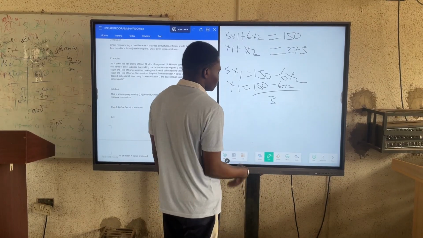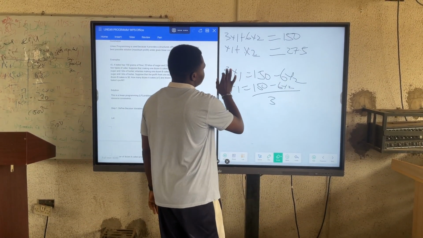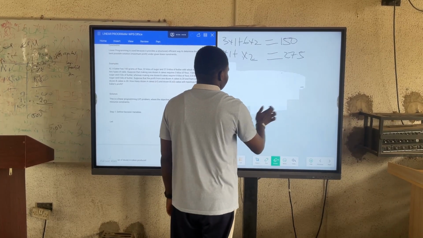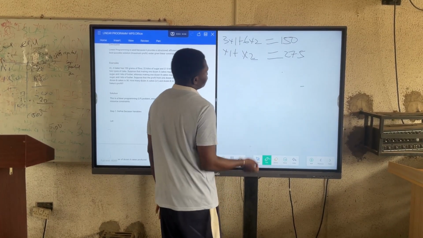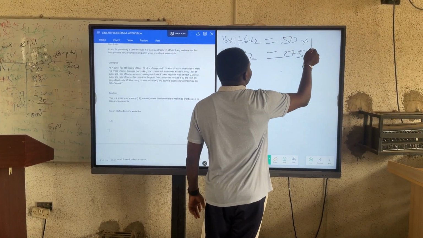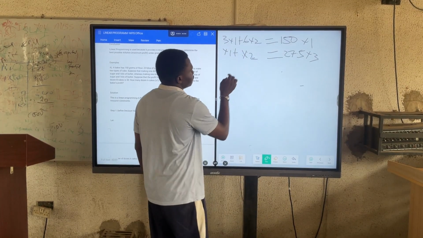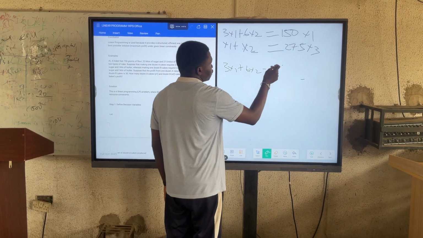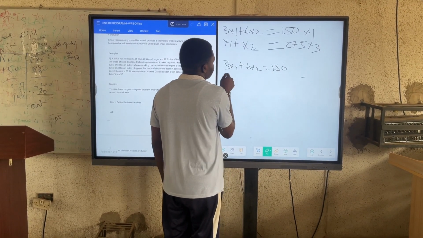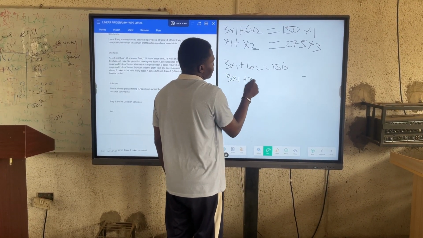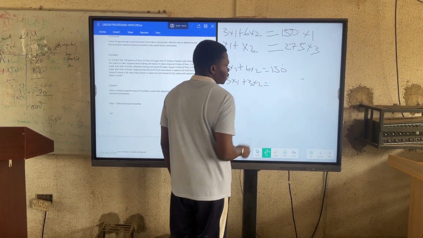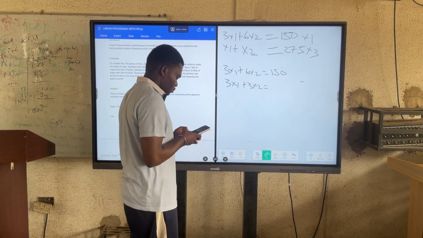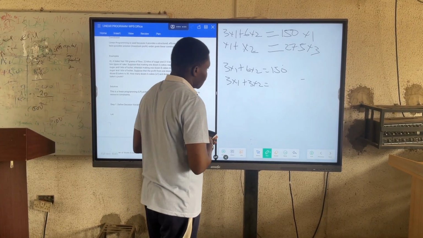Or I can simply just use the elimination method. That's true. Let me use the elimination method instead. Multiply by 1, multiply by 3. 3x1 plus 6x2 equals 150. 3x1 plus 3x2 equals 27.5 times 3, which is 82.5.